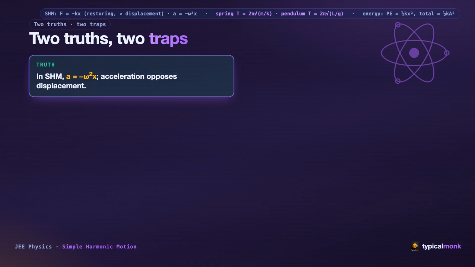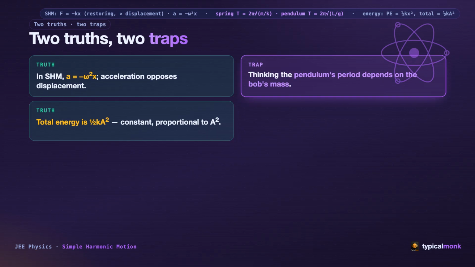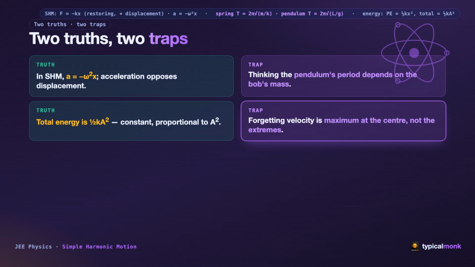Now, the two mistakes that quietly cost marks. The truth: in simple harmonic motion, a equals minus omega squared x, the acceleration opposes the displacement. The trap: thinking the pendulum's period depends on the bob's mass. The second truth: the total energy is half k A squared, constant, proportional to A squared. The second trap: forgetting that velocity is maximum at the center, not the extremes.